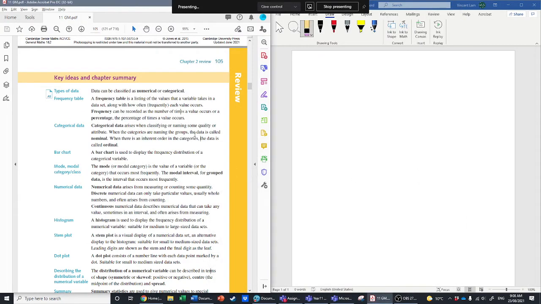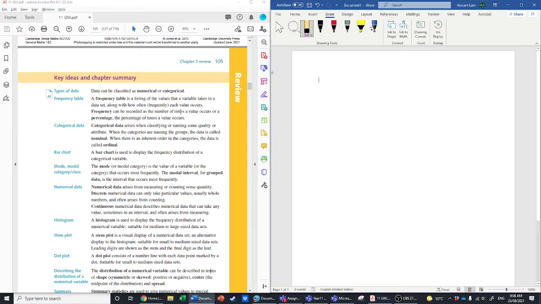So I'm just going to go through the two chapter reviews. This is the key ideas as well as the chapter summary. The first lesson we went over, I think this was before we went into lockdown, was types of data. And this should be at the start of your notes.